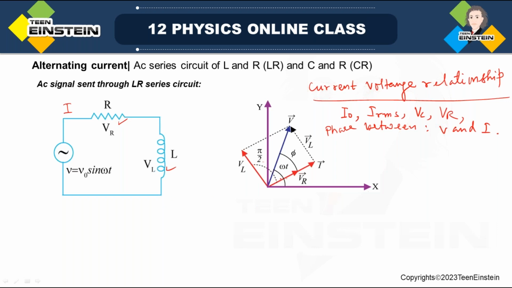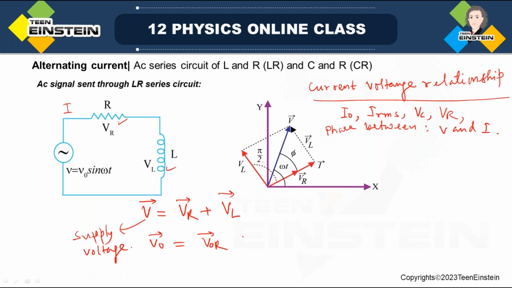We'll discuss that later. Let us just do this. The total voltage is the sum of the voltage drop across the resistor and the inductor. Since we are adopting the rotating vector method, I have used these vector signs. This one is the supply voltage. Now if I go with the amplitude part, then we can write V0R plus V0L. These are the amplitude parts.